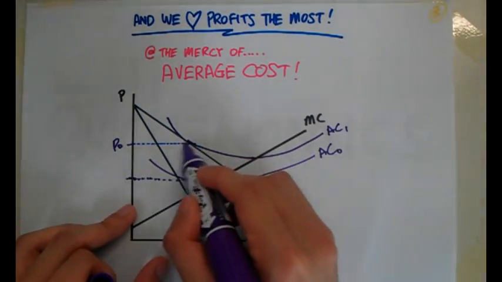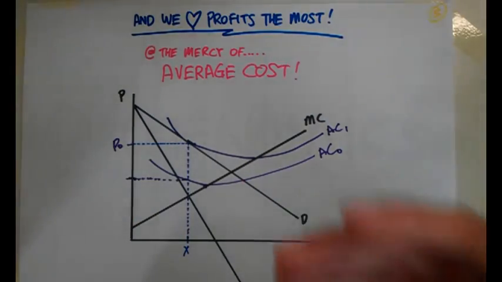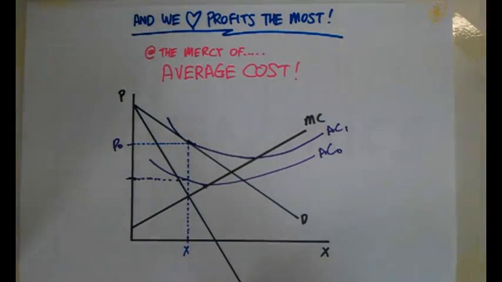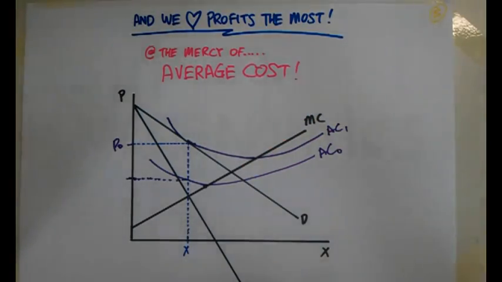As you can see, my AC is the same as my price, so that goes to show that my monopolist is earning normal profit. Okay, this is important for you to know because when we move on to monopolistic competition, you will understand better. Now, how about losses?